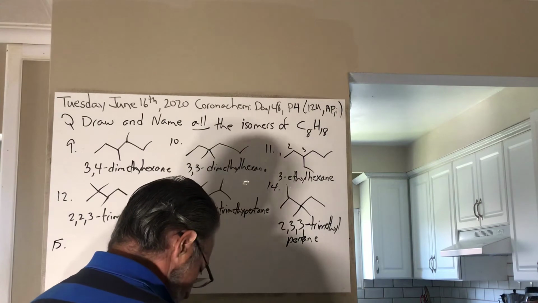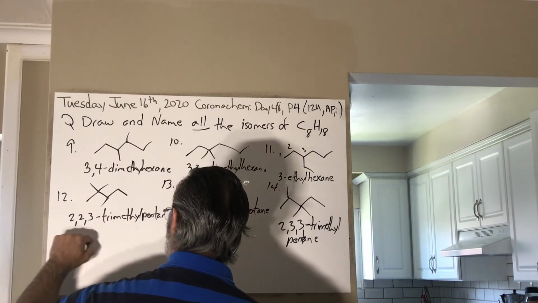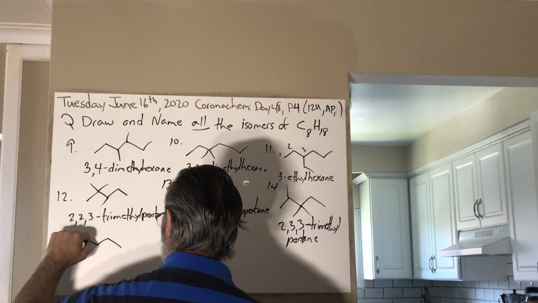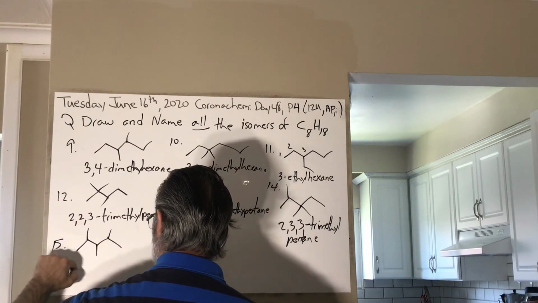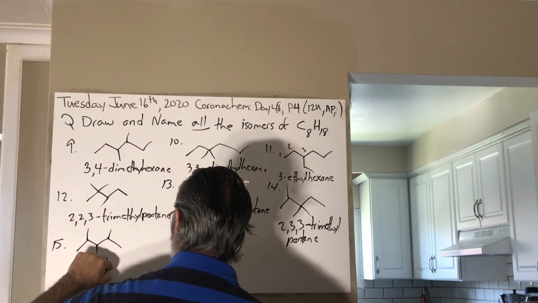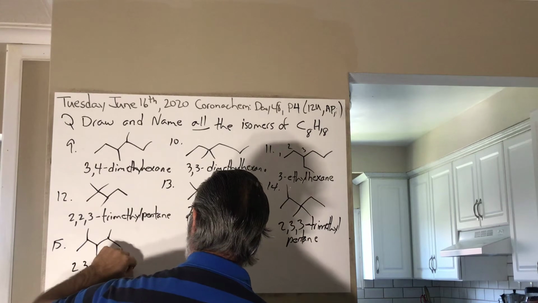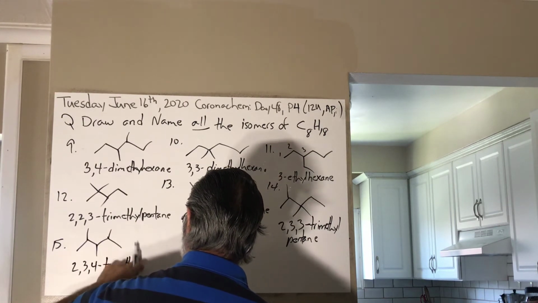15. 1, 2, 3, 4, 5. You could also separate all of them, have 2, 3, 4. So you'd say 2, 3, 4 trimethylpentane.